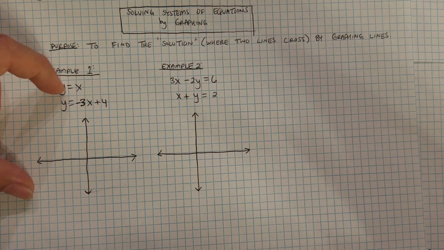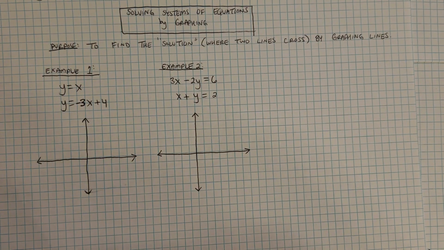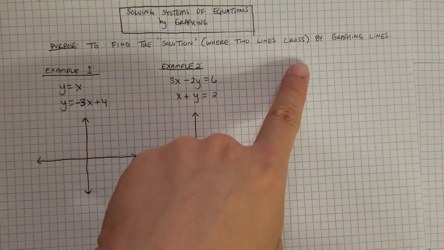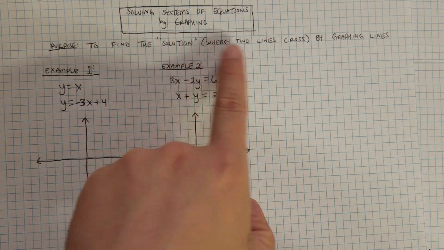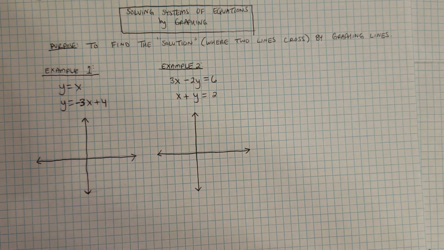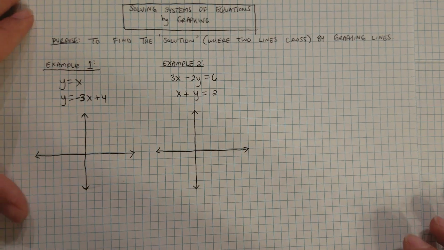So two lines, two linear equations. How do we solve them by graphing? If we graph the two equations, how do we find the solution? If you remember, the solution is where the two lines cross. So if we graph the two lines and figure out which point they cross in, that is our solution by definition.